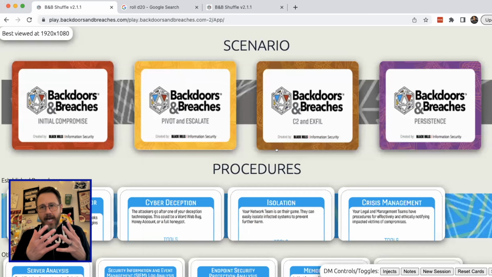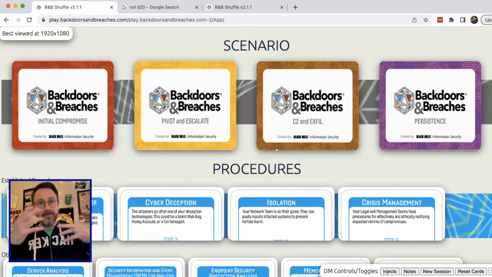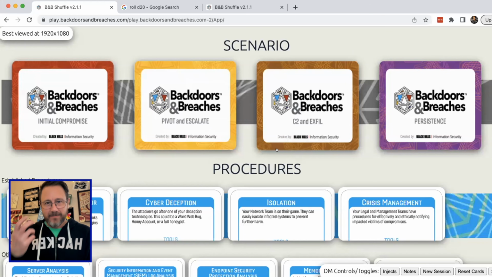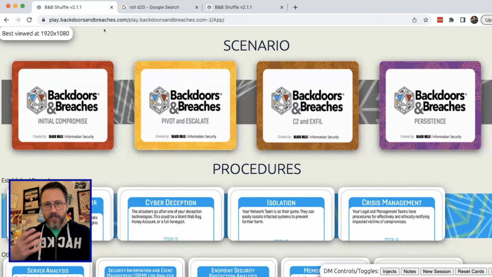Okay, so what happens is you have these four cards, and these four cards are hidden like Clue. So think of this game as Clue meets Dungeons and Dragons meets incident response. Clue, because something's hidden, got to figure it out. Dungeons and Dragons, because it's fun and you got to roll dice, and we'll talk about that in a second. But then you have incident response.